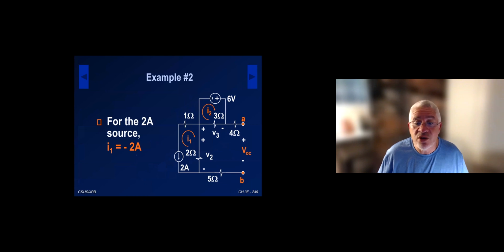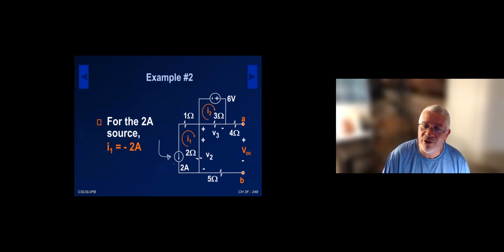This is the case where we have one current source on the perimeter belonging to one mesh. So we write the source equation for that current source. I1 is minus 2 amps, because the way I define I1 is going this way, opposing the 2 amp source. So I1 is minus 2 amps.